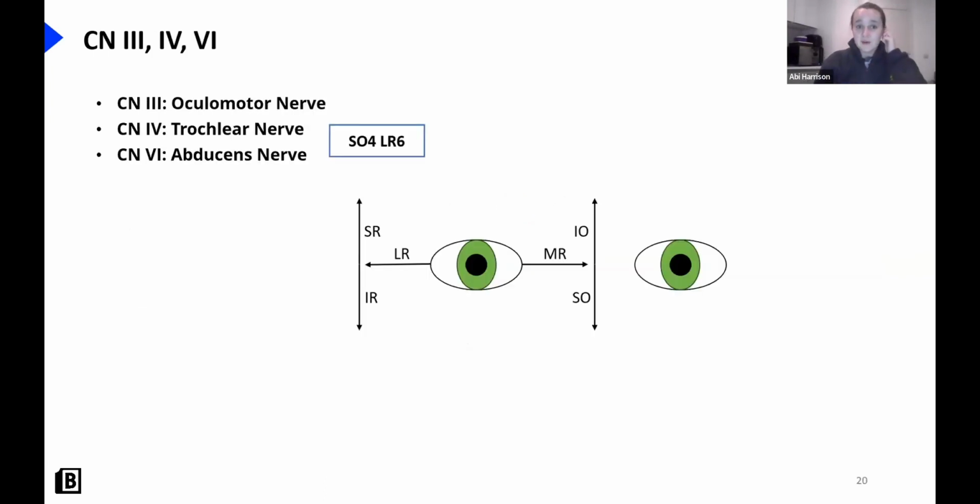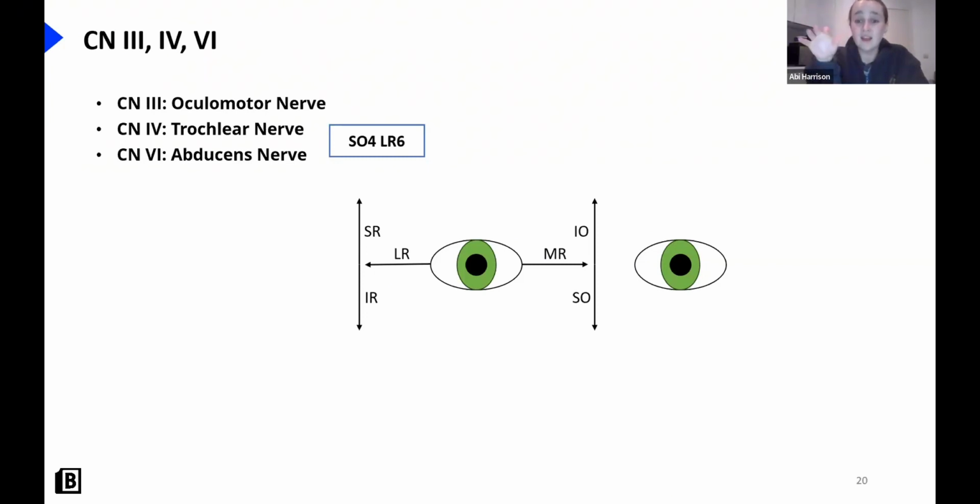So we've finished cranial nerve 2 now, once we've offered our ophthalmoscopy and our other tests that we've spoken about. And we'll move on to cranial nerves 3, 4, and 6. So these supply your muscles that help move your eyes. So there's a nice mnemonic, SO4 LR6. So your cranial nerve 4, your trochlear nerve, supplies your superior oblique muscle. And cranial nerve 6, your abducens nerve, supplies your lateral rectus muscle. And then the oculomotor nerve supplies everything else.